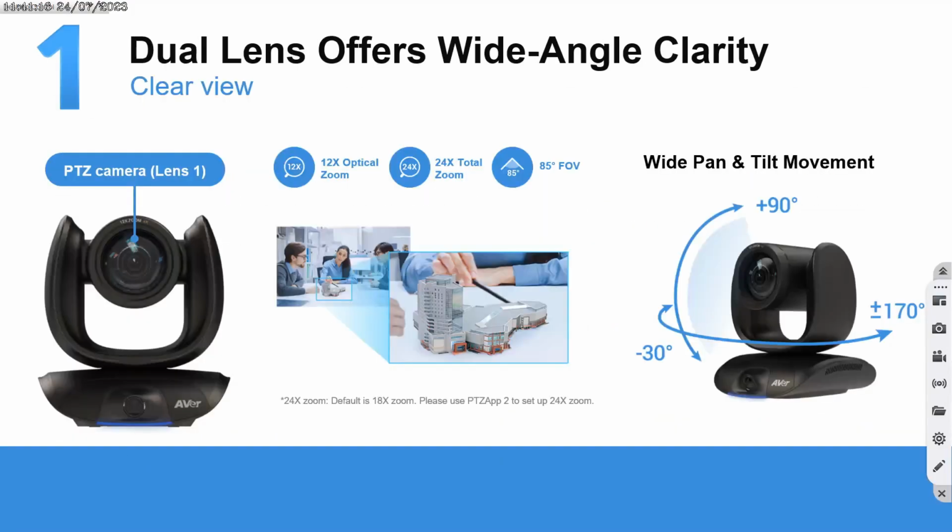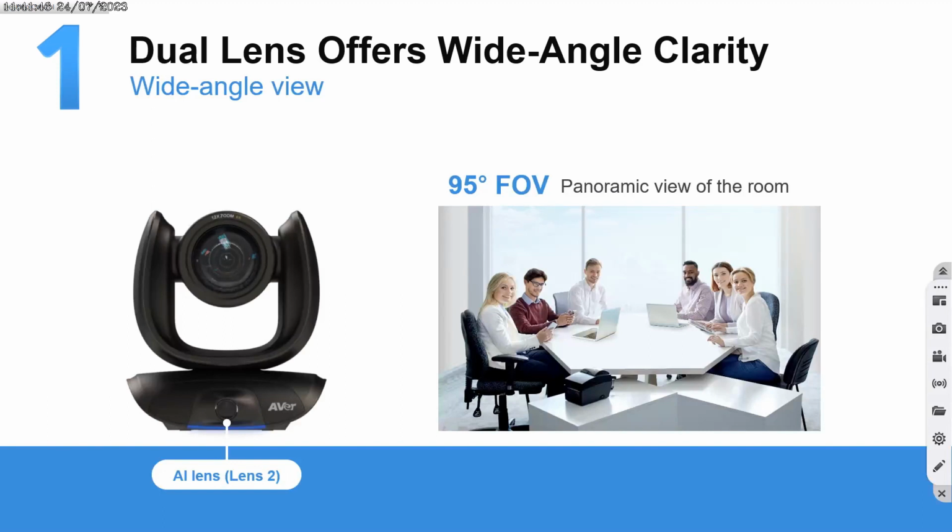Okay, so the first one is dual lens. Dual lens offers wide angle clarity, so we can see the spec here. For the PTZ camera lens 1, we offer 12 times optical zoom, 24 times total zoom. It also offers an 85-degree FOV to capture all detail in the meeting room, and a wide pan and tilt movement to capture the whole meeting room. The second lens is the AI lens. The AI lens offers a 95-degree FOV to capture all participants in the meeting room.